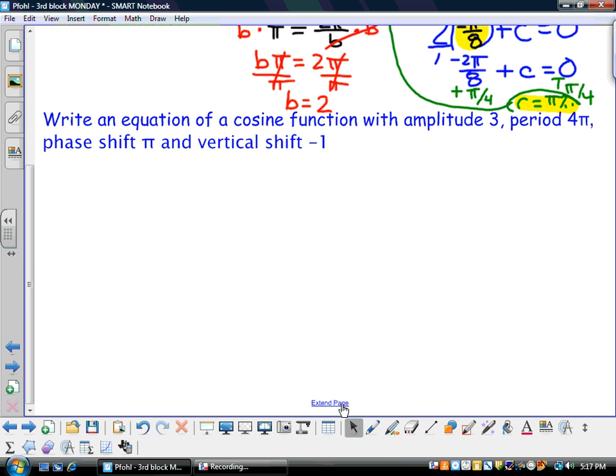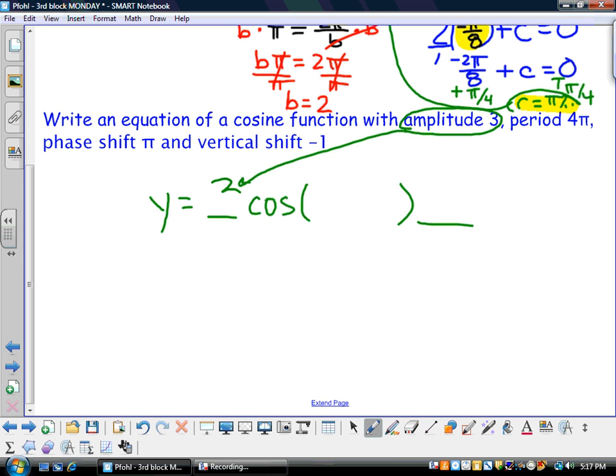All right, in this case, it's y equals, leave a space, cosine of, big gap for parentheses, and leave a space at the end. The amplitude is 3, so that'll go out front. Remember, it can be positive or negative 3. The number at the back is the vertical shift. That's a negative 1. Then I'll use the period, which is 4 pi.